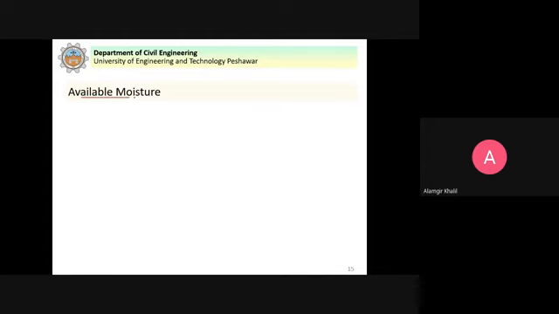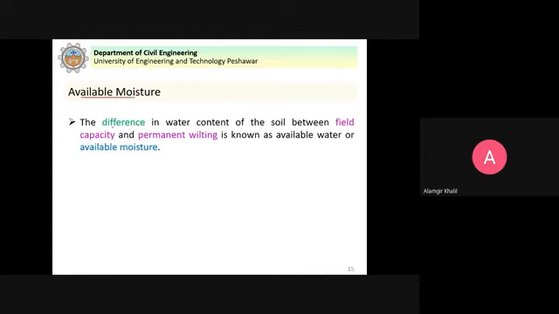So we discussed the available moisture. The difference in water content of the soil between the field capacity and permanent wilting is known as available water or available moisture. So the difference between the field capacity and the permanent wilting point, that is known as available moisture, that is available to the crops.